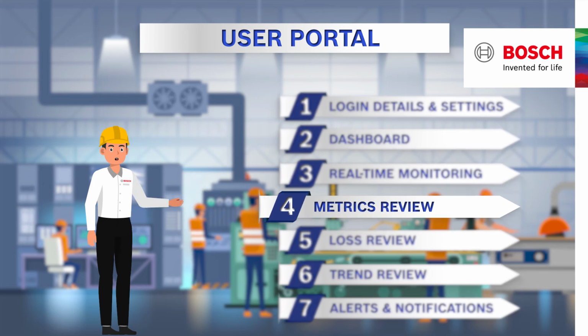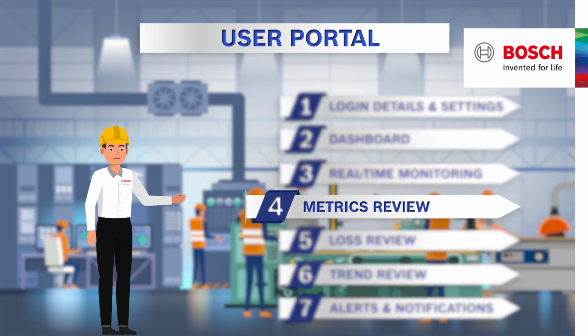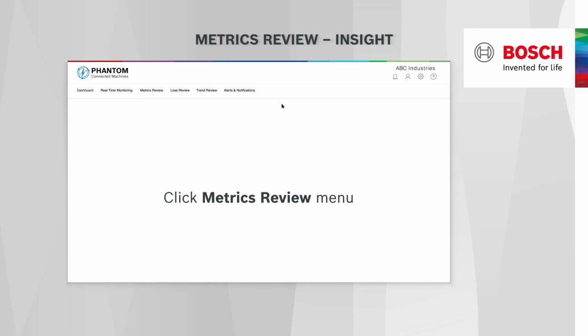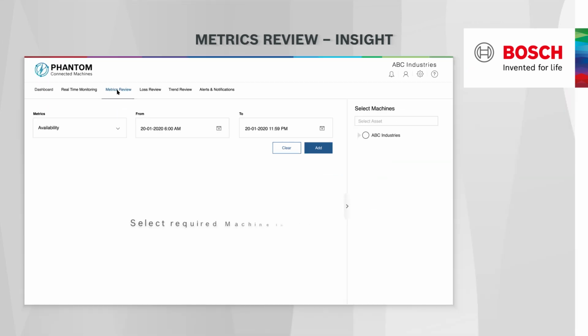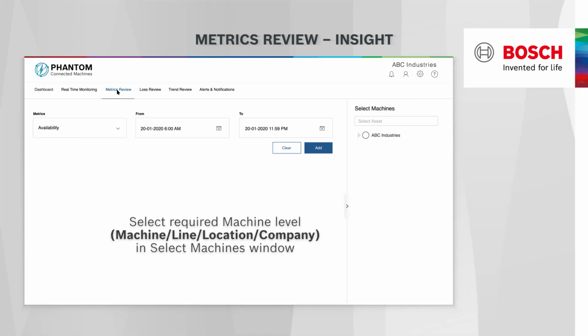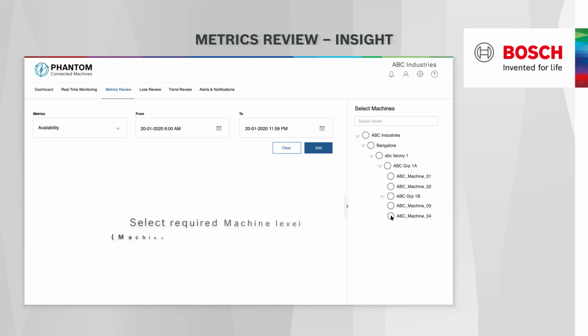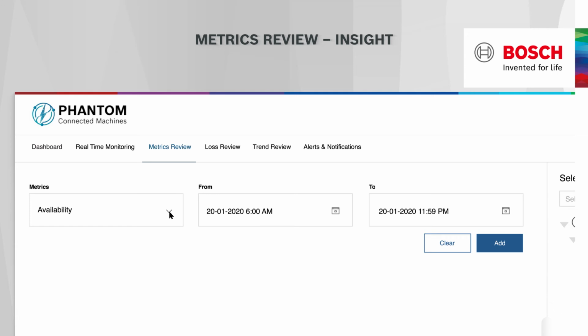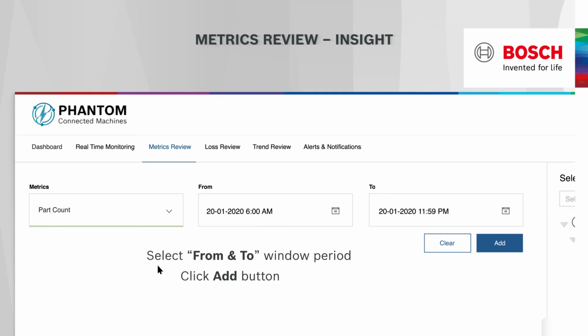Now let us have a look at Metrics Review. This option helps to view and analyze historical performance for different metrics through charts. Click Metrics Review menu. Select Required Machine Level, Line, and Location of the company in the Select Machines window. Select Required Metrics in the Metrics menu. Select period starting and ending date with time in hour and minutes, and click Add button.